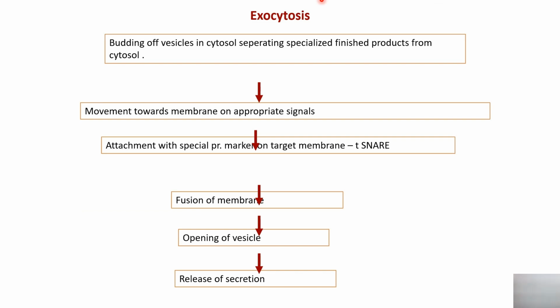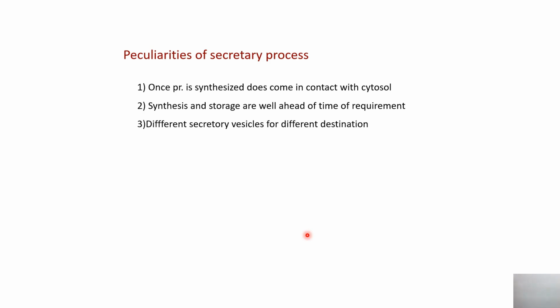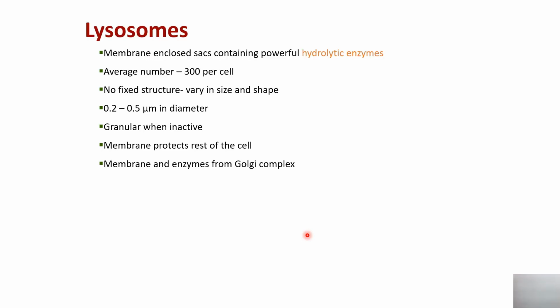Now, what is the process of exocytosis? Vesicles bind in the cytosol, separating specialized finished products from the cytosol. Then they move towards the membranes with appropriate signals. There is attachment with special protein markers and target membrane, like SNAREs, then fusion of the membrane, opening of the vesicle, and release of secretion. Now, what are the peculiarities of the secretory process? Once the protein is synthesized, it does not come in contact with the cytosol. Synthesis and storage are well ahead of the time of requirement, so there are different secretory vesicles for different destinations.